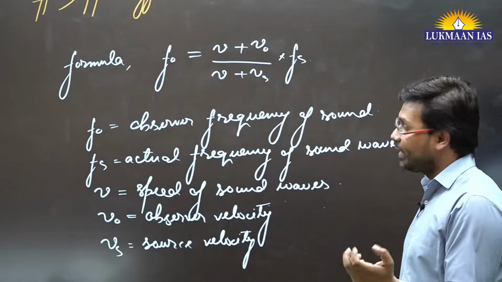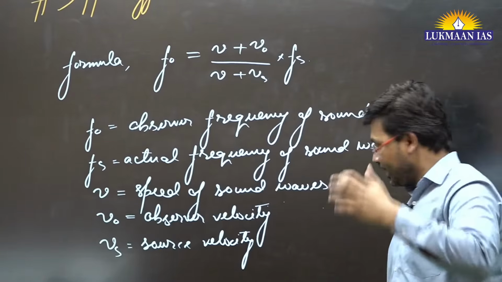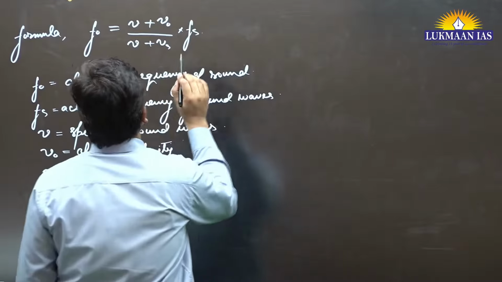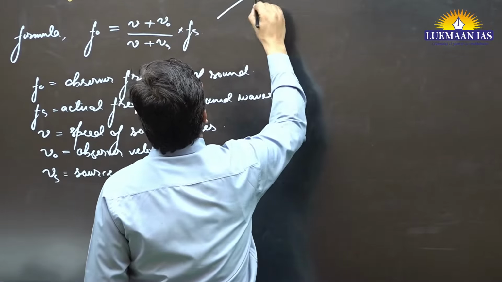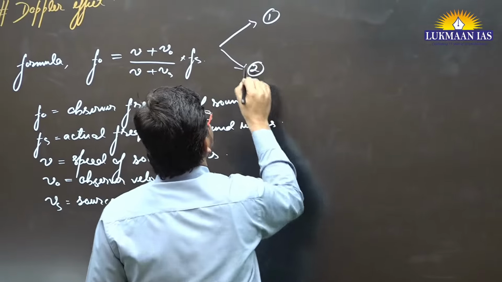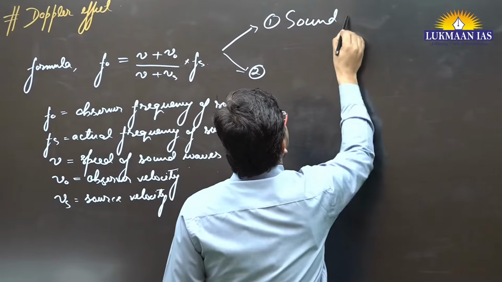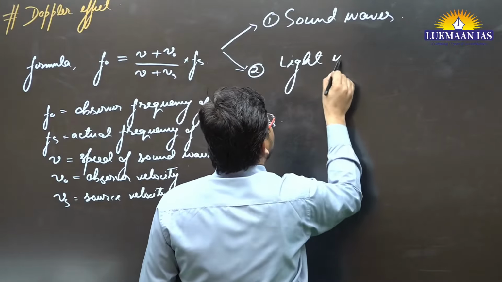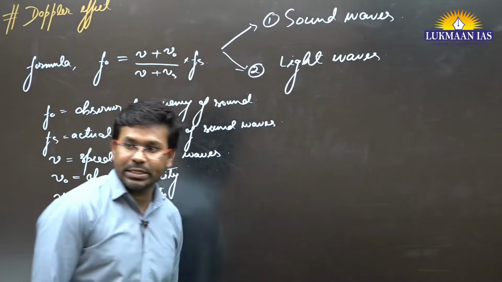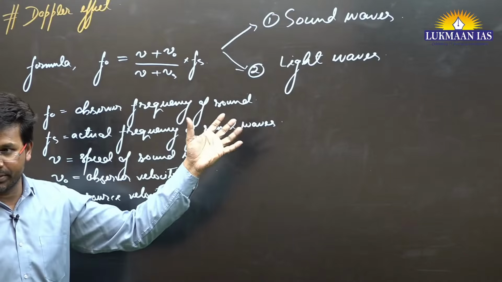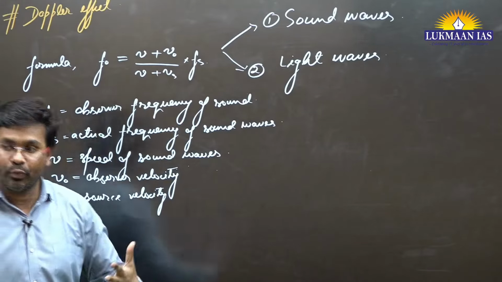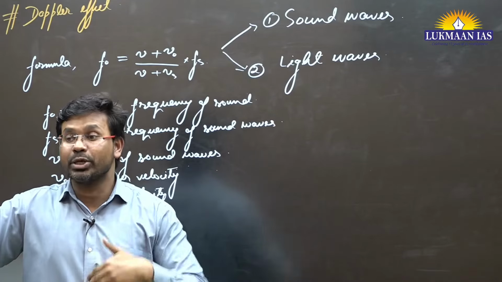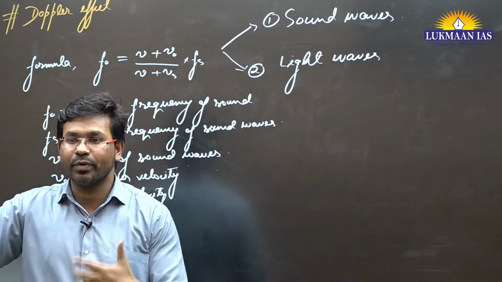So what is Doppler effect? The definition that you have seen, to understand that definition, you need to understand these examples. Before we go into those examples, you need to understand that Doppler effect is applicable for sound waves. It is also applicable for light waves. How are they applicable for sound waves? Sound waves are mechanical waves. They are known as longitudinal waves.